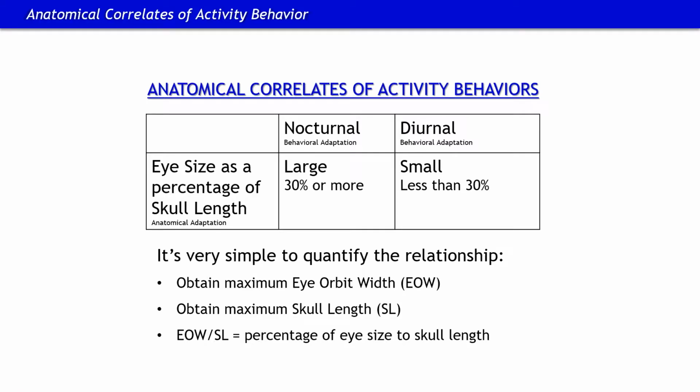The anatomical correlates of activity behavior involve eye size as a percentage of skull length. Nocturnal primates have large eyes for skull length, about 30% of skull length. And for diurnal primates, day living, they have small eyes for skull length, less than 30%. It's a very simple relationship to quantify. You just obtain the maximum eye orbit width on one eye, and then you obtain the maximum skull length from just above the central incisors to the back of the skull. Then you figure out the percentage of eye size to skull length.